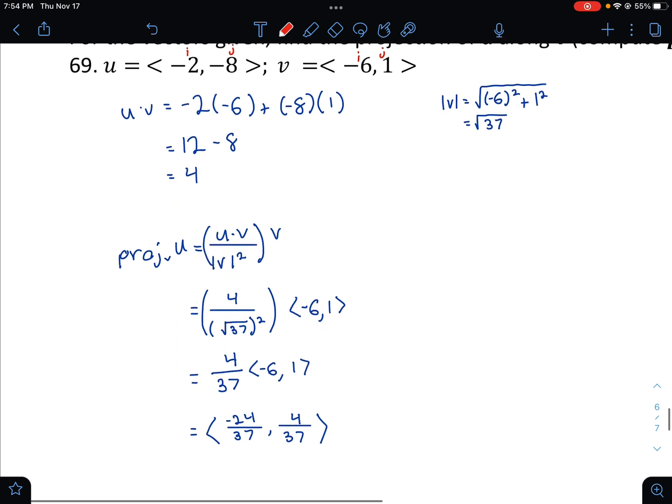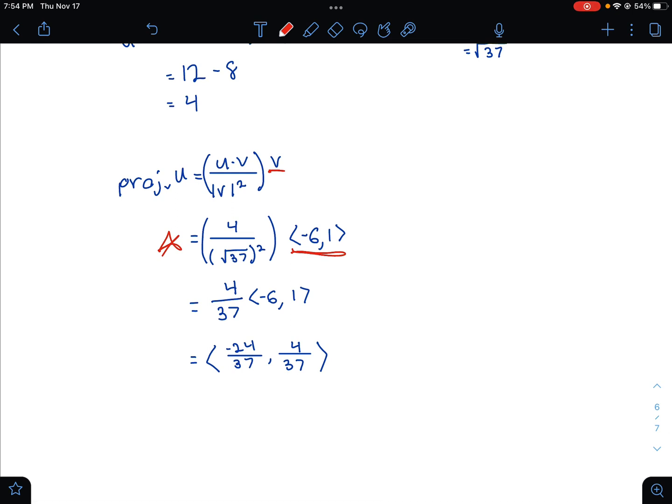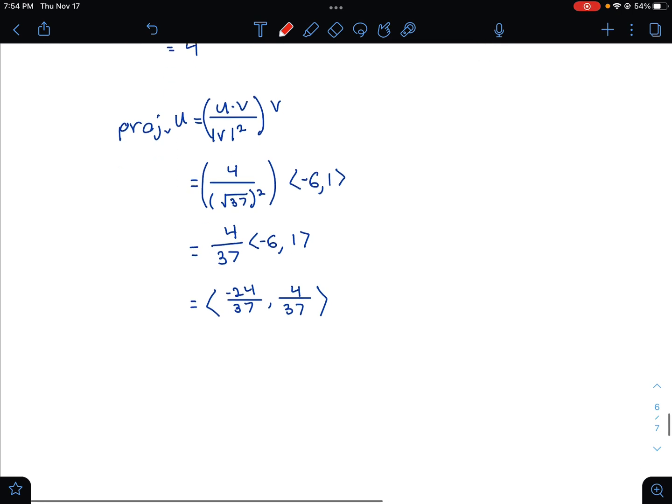So projection u along v is this so far. We have 4 on the top, and then square root of 37, and then squared, and then v, which is right here on the end. So again, v is just this one. We don't need u. So then we move down to this one right here.